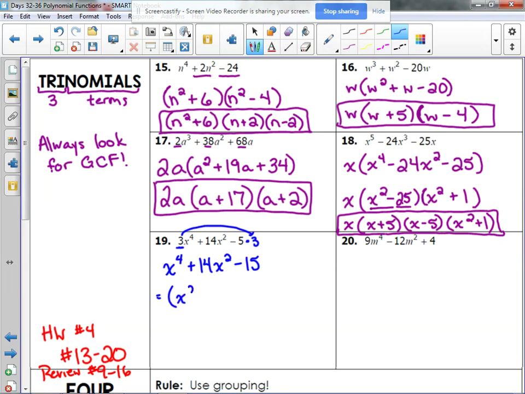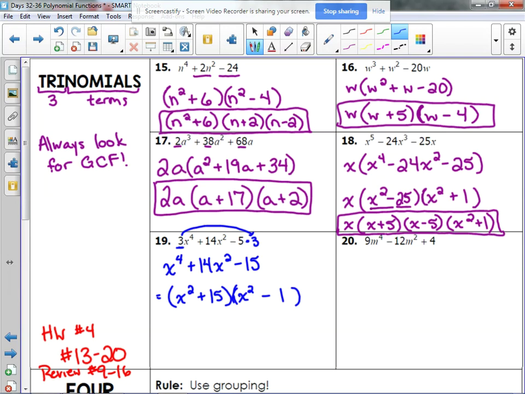So x squared times x squared gives us x to the 4th. Factors of 15 that add to give us 14. We've got positive 15 and negative 1. Check it real quick. Positive 15x squared minus 1x squared is 14x squared. 15 times negative 1 is negative 15.